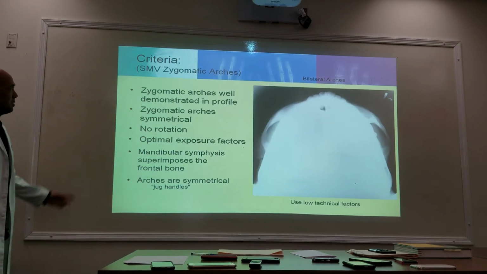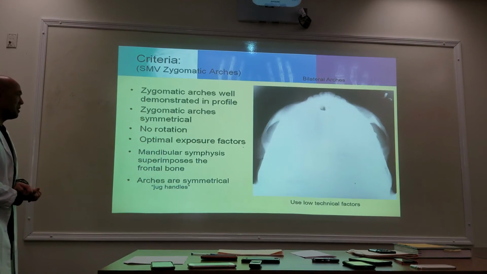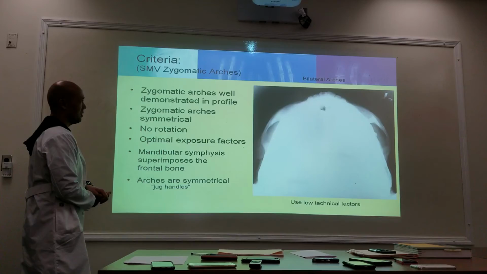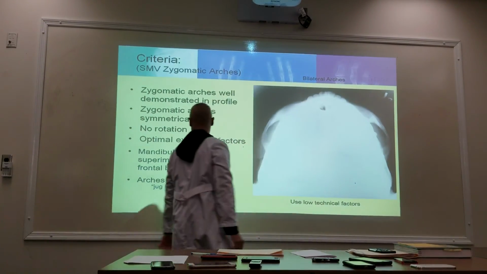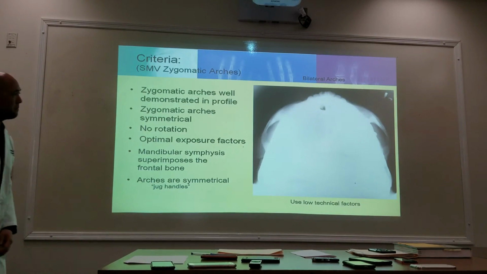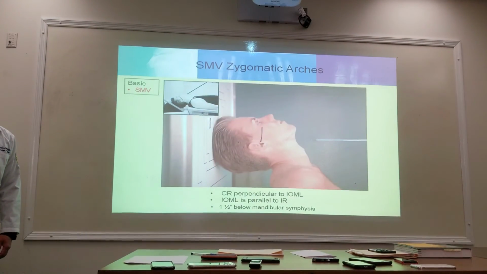So zygomatic arches are going to be well demonstrated, symmetrical, no rotation. The mandibular symphysis is going to be superimposed by the frontal bone. So you're not going to see this here. So 1.5 inches below the mandibular symphysis.